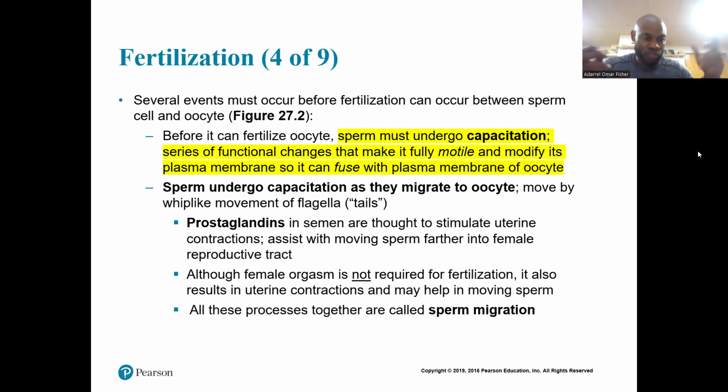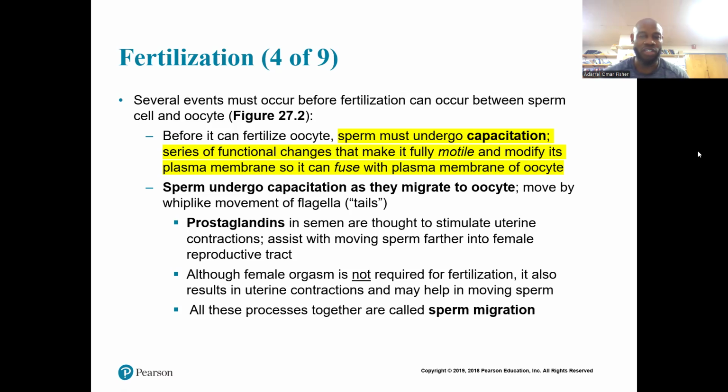Remember, it's semi-permeable. Plasma membrane forms the outer covering of the cell, in this case, the sperm. It must fuse with the cell of the egg. So they must fuse, and so it has to undergo some functional changes to be able to happen. So sperm undergo this capacitation as they migrate to the egg, moved by this whip-like flagella. You've seen sperm with the long tail at the end.